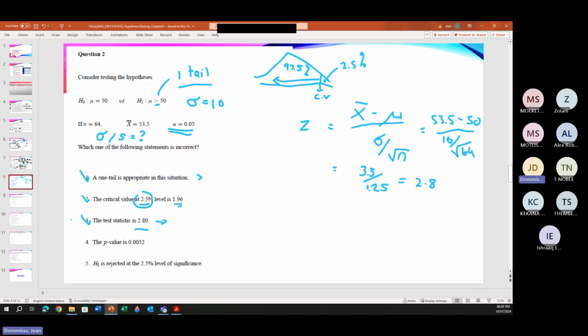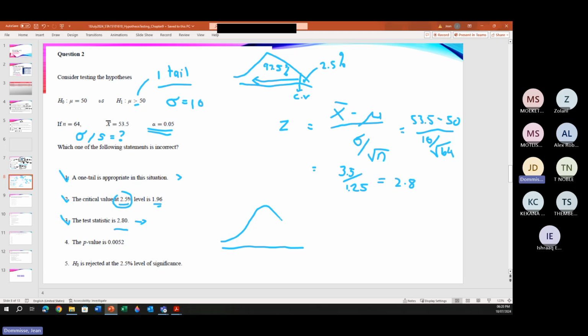So let's look at the fourth option. And here they say the p-value is equal to 0.0052. Okay, so again, we worked out what the t-stat is. The t-stat was 2.8. So that value should be the p-value.